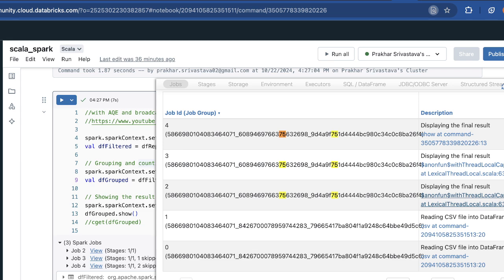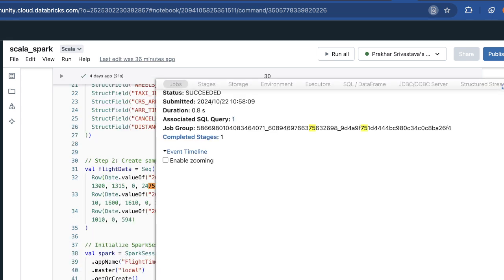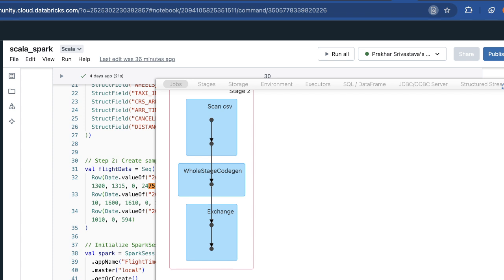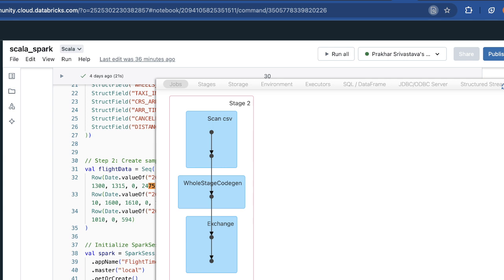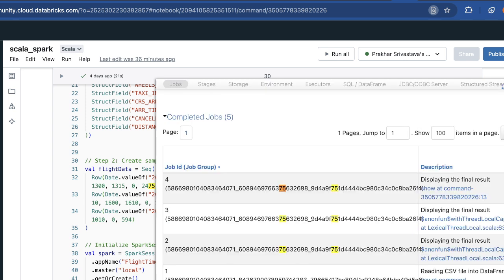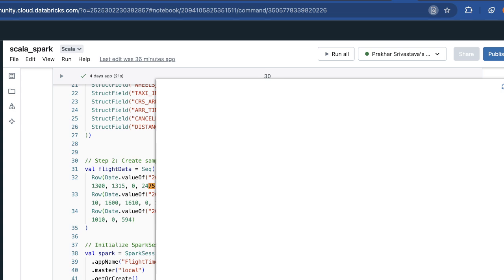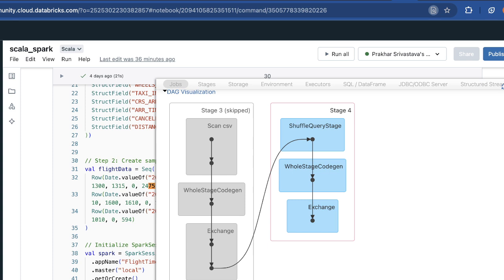Let me show you the jobs as well. In the second job, in the second stage, we have scan and then exchange. And on the third job we will have exchange, then exchange. Earlier we were having that exchange, but now we are having shuffle query stage. This is where Spark coalesces the data. Instead of creating multiple partitions, it will coalesce the small partitions.